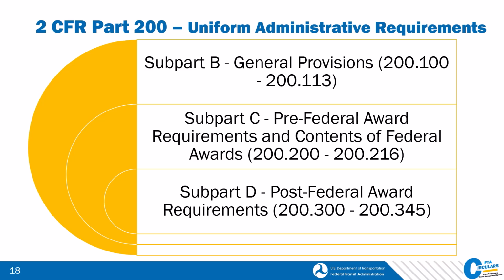Subpart D outlines various grants management requirements for post-award administration. These include administrative standards for financial and program management, property and procurement standards, financial and performance reports and monitoring, remedies for non-compliance, closeout, and continuing responsibilities, including records retention and collection of amounts due.